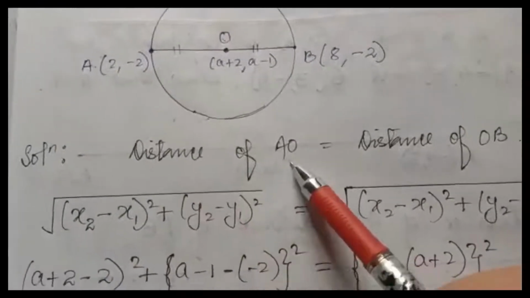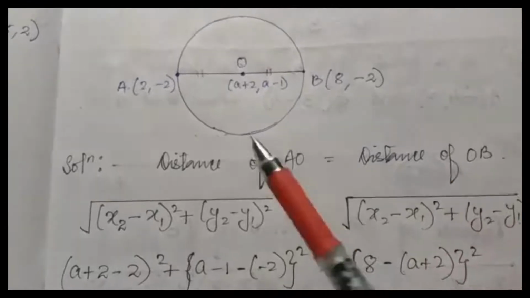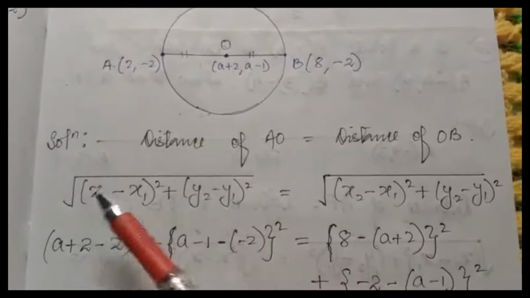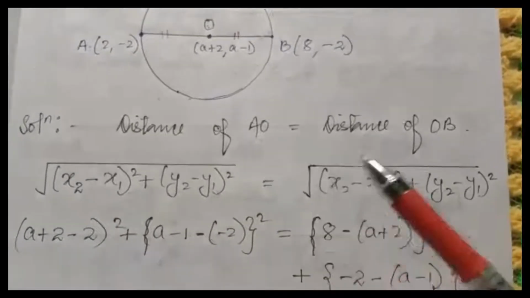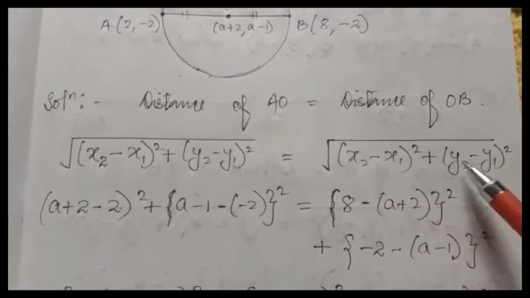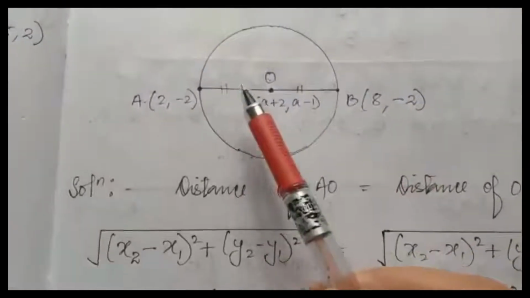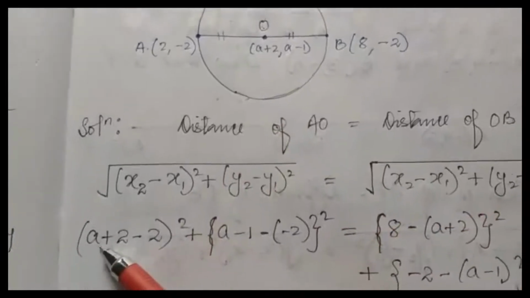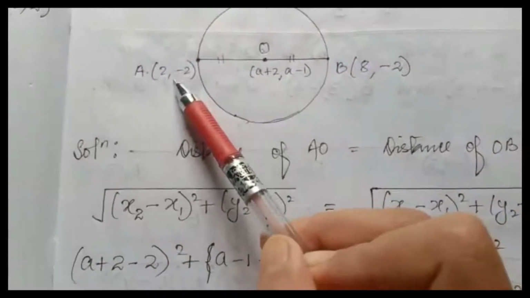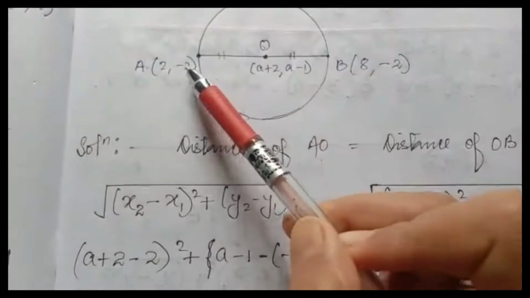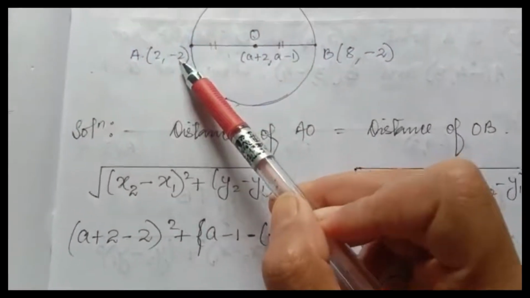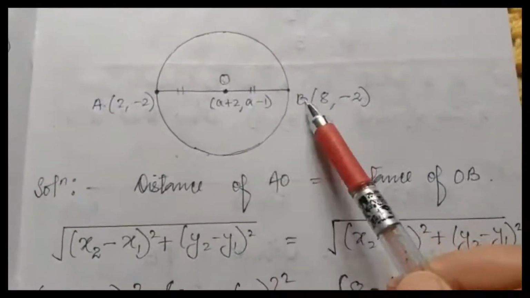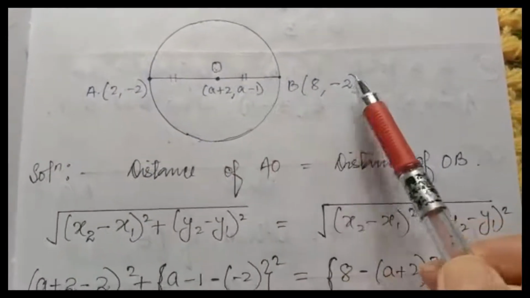So the distance of AO is equal to the distance of OB. So you know the formula is the square root of (x2 minus x1) whole square plus (y2 minus y1) whole square. For AO, x1, y1, x2, y2. So (a plus 2, a minus 1) and (2, -2): (2 minus (a plus 2)) whole square plus (-2 minus (a minus 1)) whole square is equal to, for this OB, this is x1, y1, x2, y2.